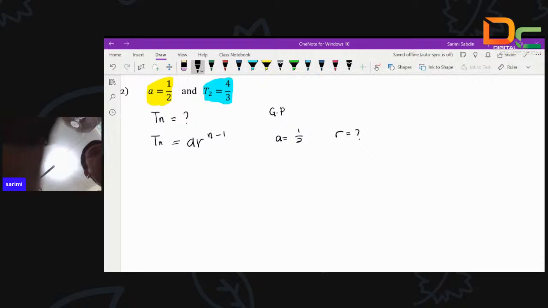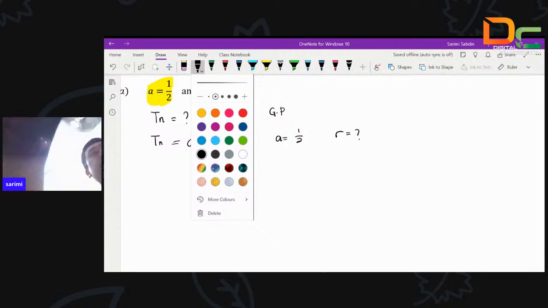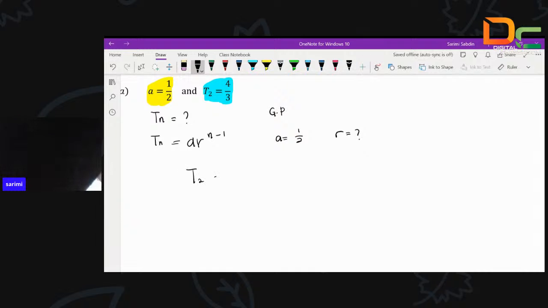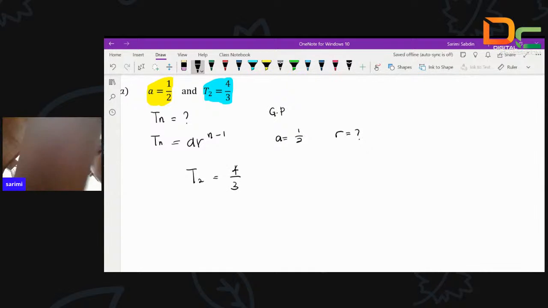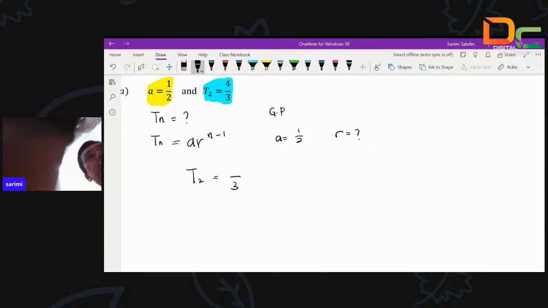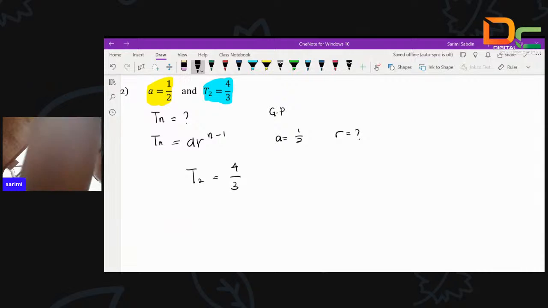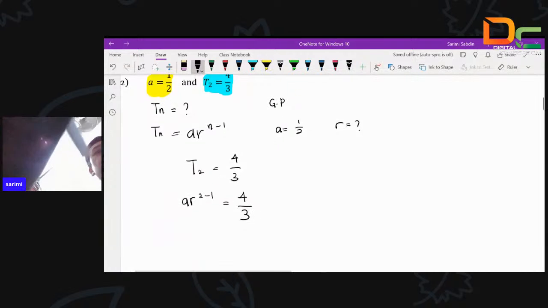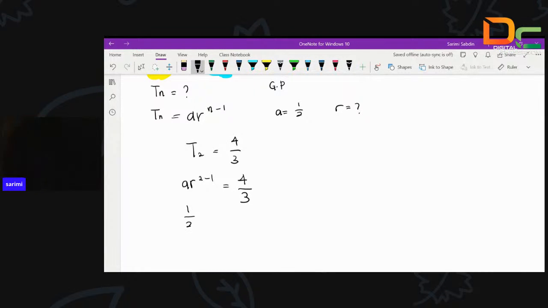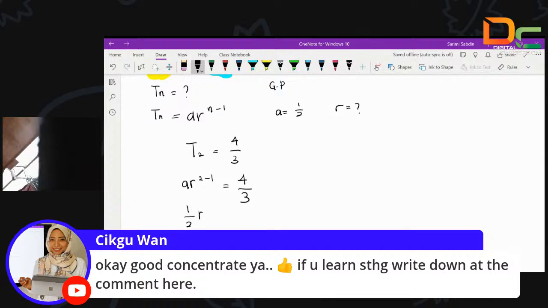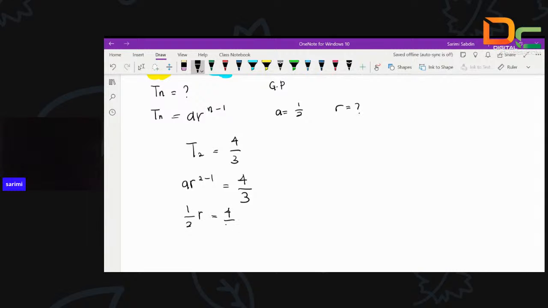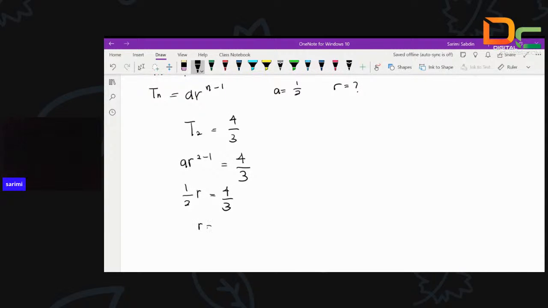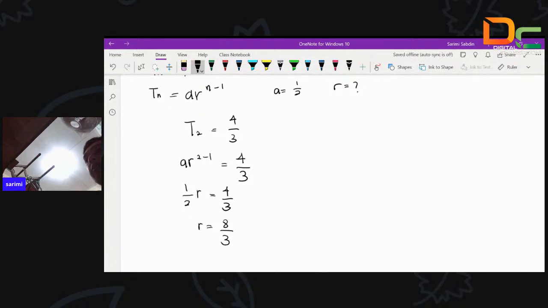Alright, so to find r, we can use the second piece of information, which is T2, the second term, which is equal to 4 over 3. If we substitute into the formula, T2 is ar to the power of 2 minus 1, which is equal to 4 over 3. We also know the value for a, which is half. So this is half times r, because the power 2 minus 1 is 1, so it's just r, equals 4 over 3. If we rearrange this, we get r is equal to 8 over 3. So we get r.